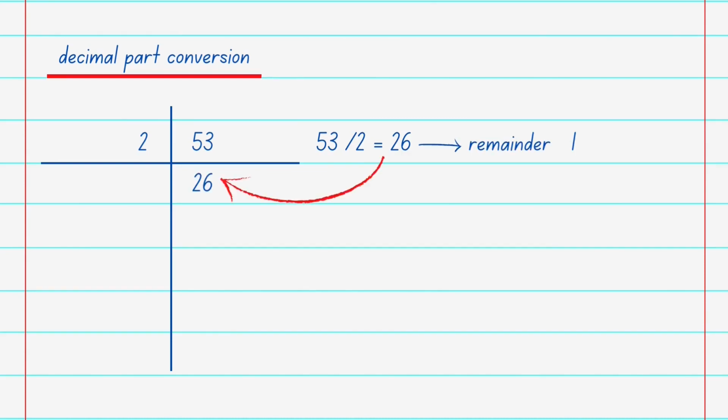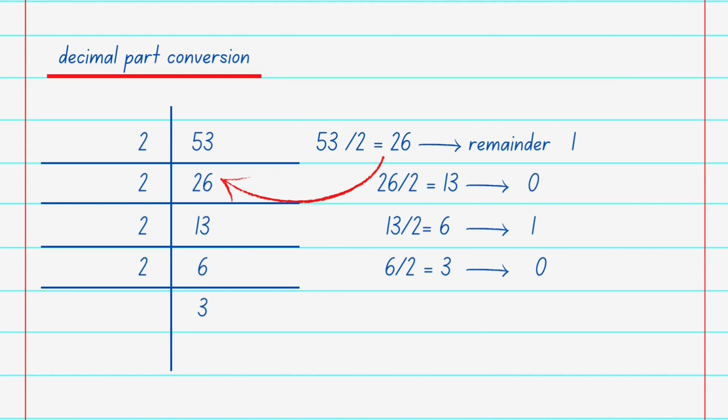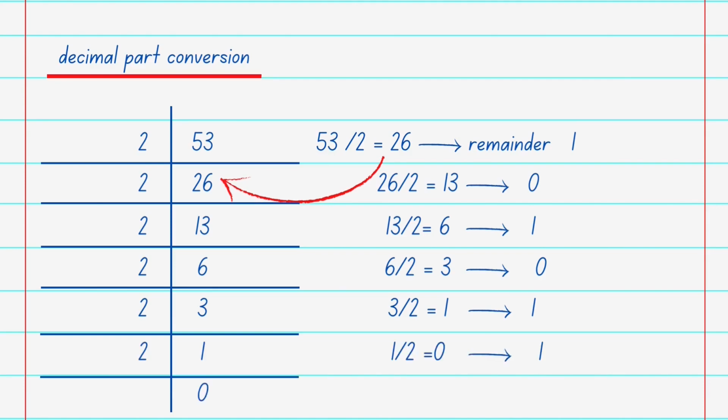Again we have to divide 26 by 2 and again set remainder 0 aside. Again divide 13 by 2, we will get 6 and set remainder 1 aside. Then again divide 6 by 2, we will get 3 and set remainder 0 aside. Again we will go for division. Divide 3 by 2, we will get 1 and the remainder we have is also 1. Again 1 divided by 2, we will get 0 and the remainder is 1.